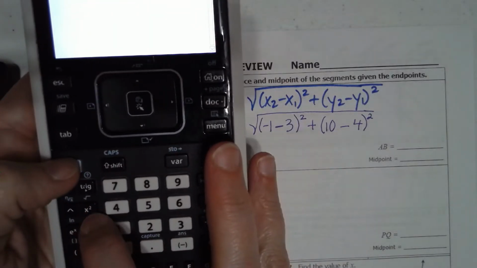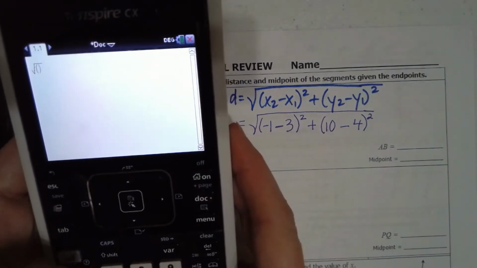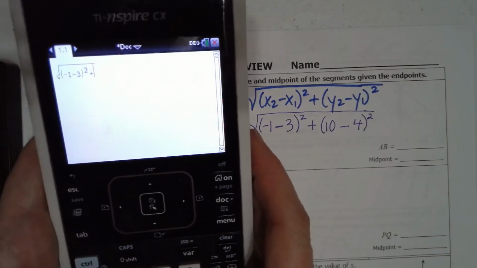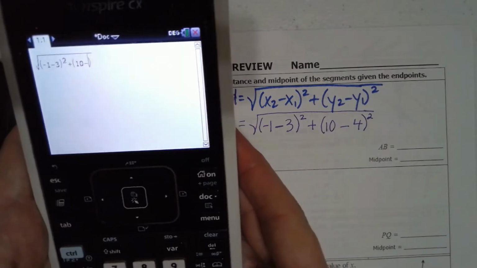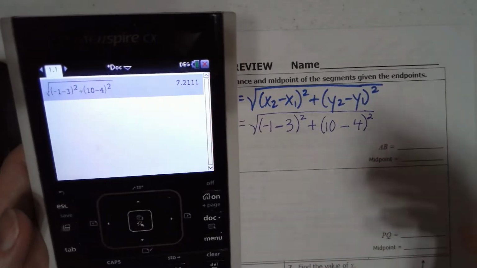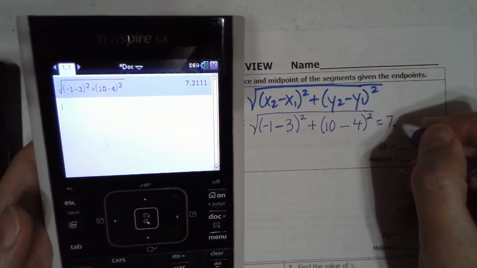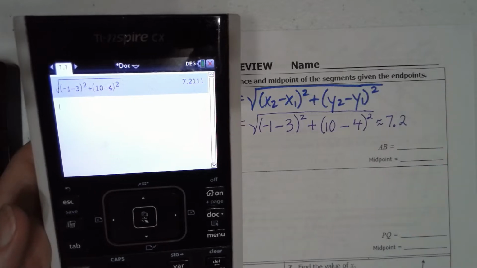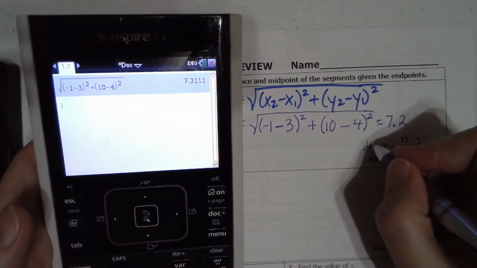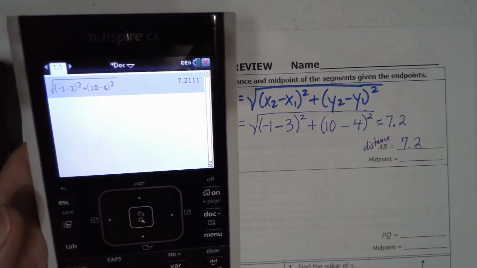So the square root is right here: square root, parenthesis, -1 take away 3, squared, plus 10 take away 4, squared, and then we round that, so that says 7.2. Okay, so that's the length of AB, or the distance from A to B, 7.2.